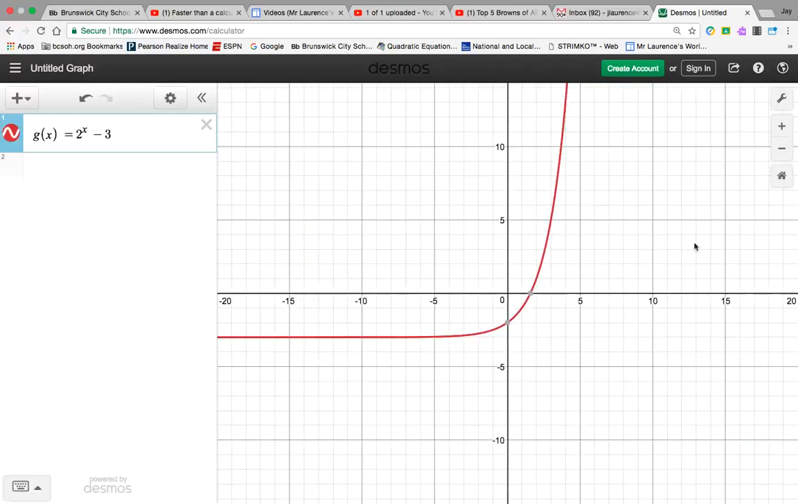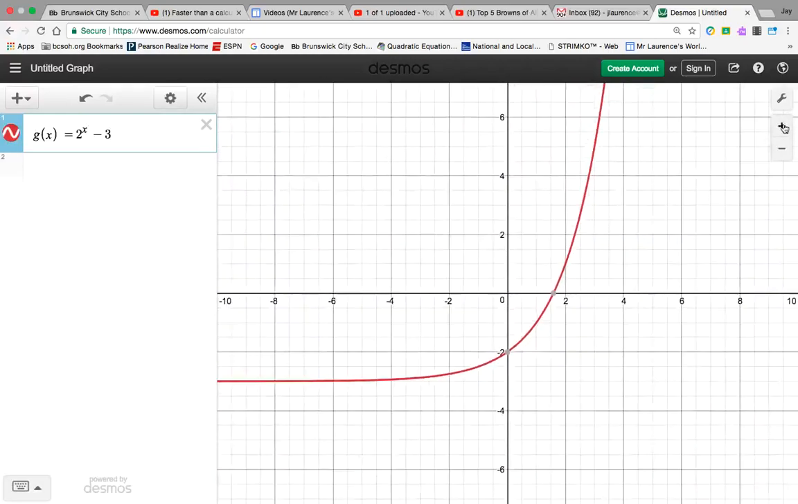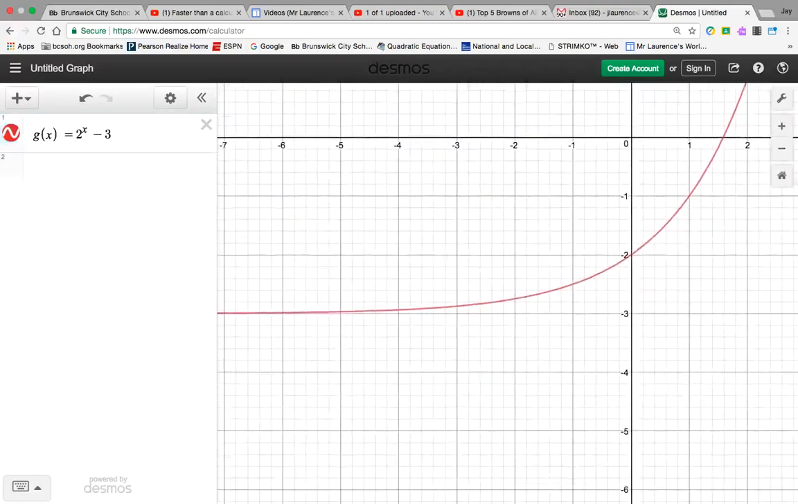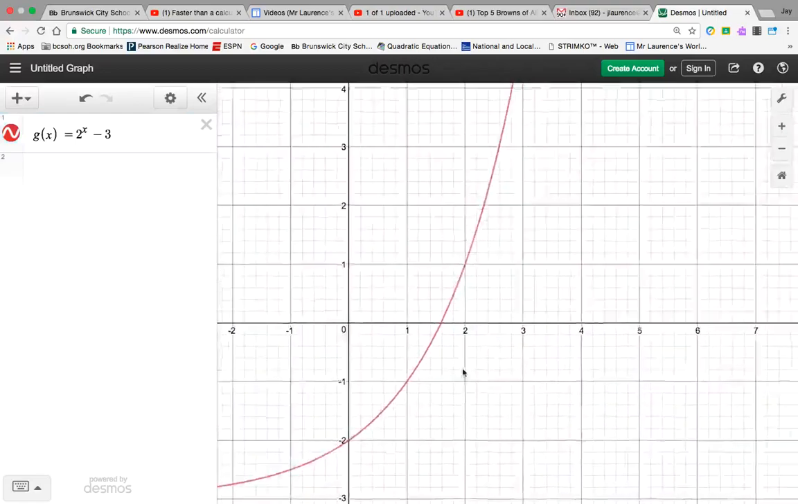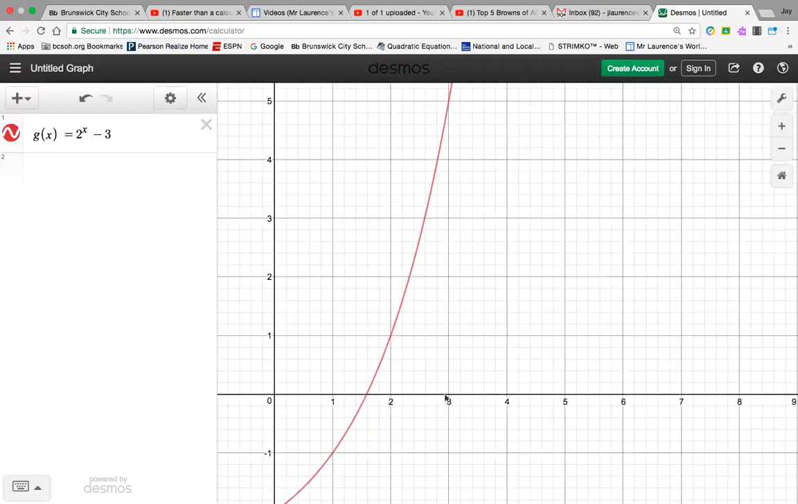And I'm going to zoom out just a little bit. Okay, well, maybe I'll zoom in a little bit. There we go. I like that better. Okay, so the domain is going to be all real numbers, right? Because this is just going to keep going.